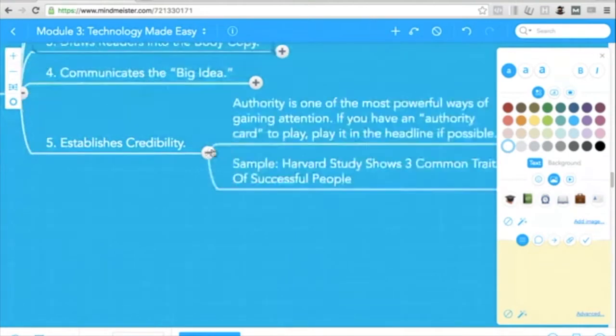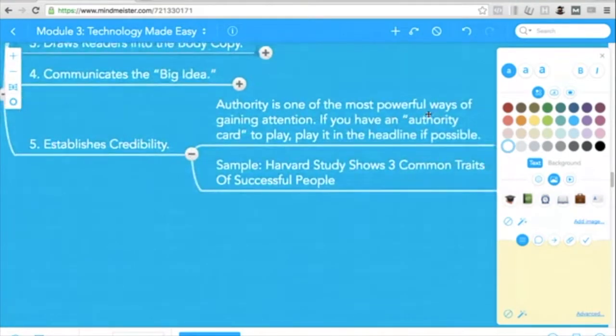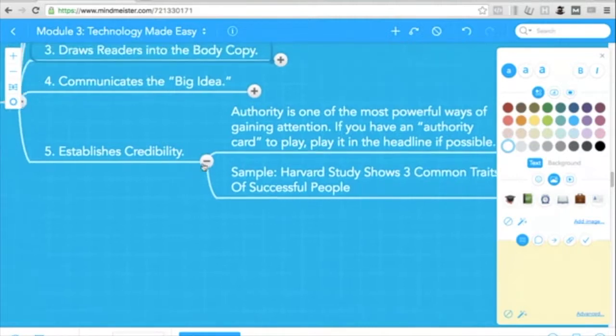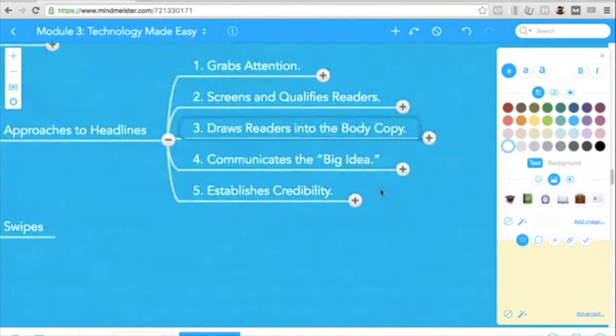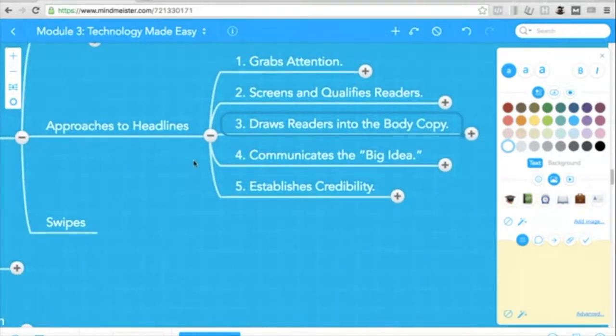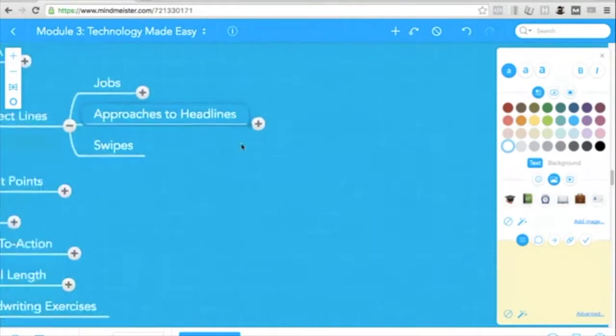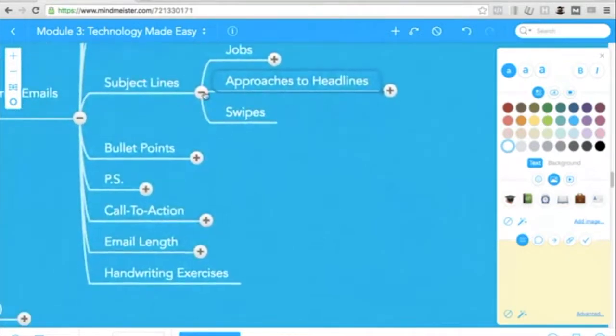And it could also establish credibility. Authority is one of the most powerful ways of gaining attention. If you have an authority card to play, put it in the headline if possible. Like, for example, a Harvard study shows 3 common traits of successful people. So, may credibility, hindi lang ikaw nagsasabi nito. It's based on a very credible source that people will believe in. So, ito yung mga different approaches. You don't necessarily have to have each and every one of these in one subject line. Pero ito yung iba-ibang approach, para fresh naman, hindi pa ulit-ulit. The swipes, I already uploaded that in our Facebook group.